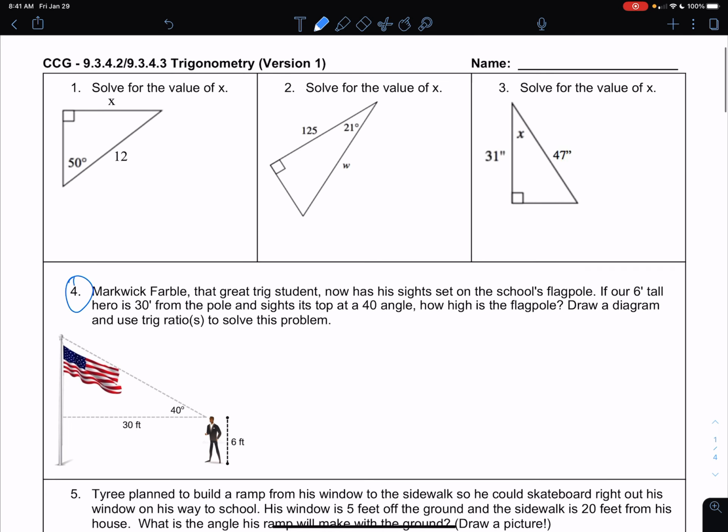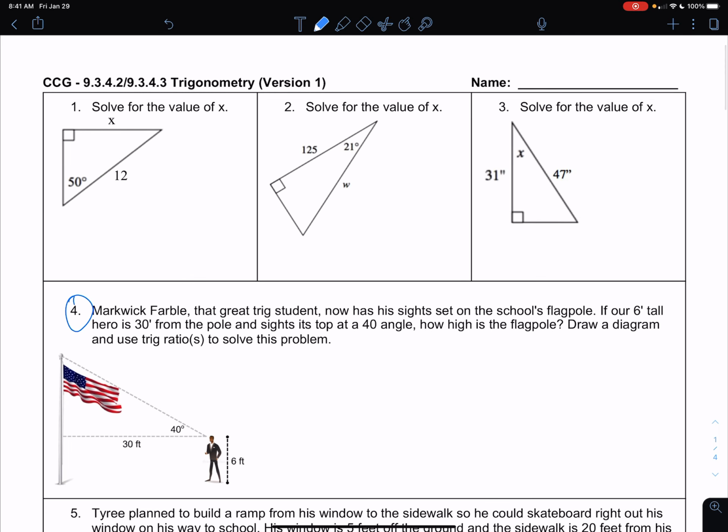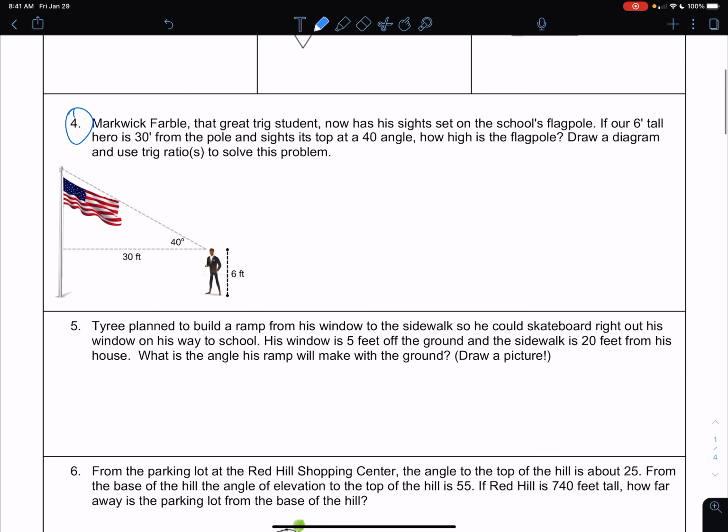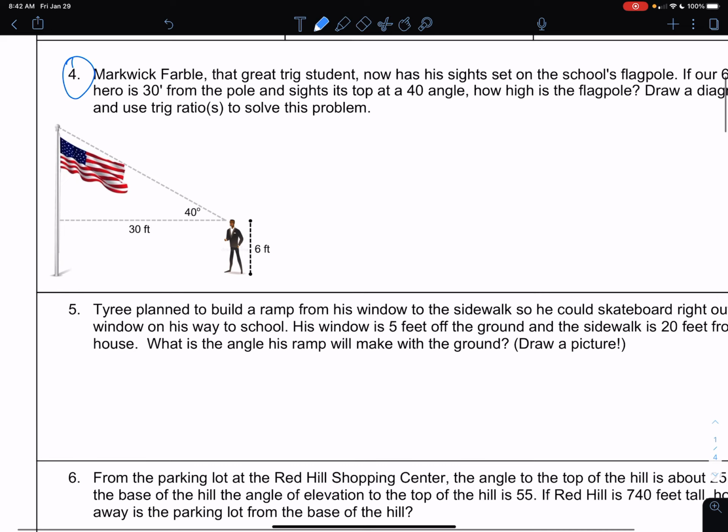So we are going to solve this problem just like we solved 1 through 3. But the difference is there's a little bit more going on. Right now when you look at this diagram, it's actually drawn for us. There's a flagpole on the left side and you see a triangle there. I'm going to put a right angle here since all of these need to be right triangles. We have a triangle here that we can work with.